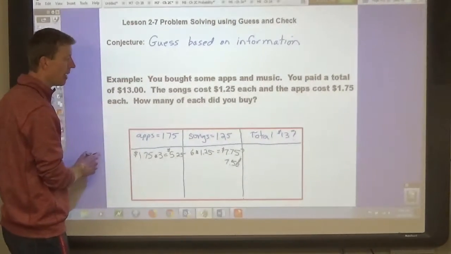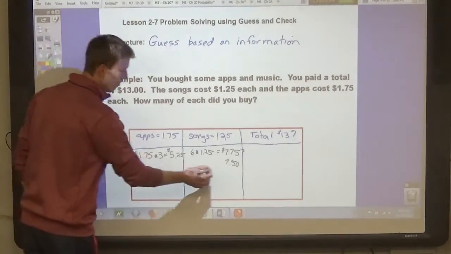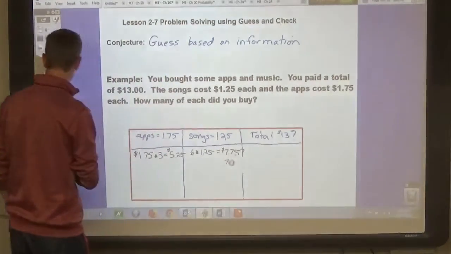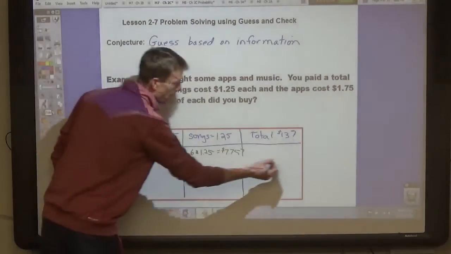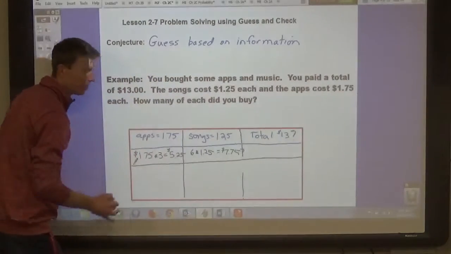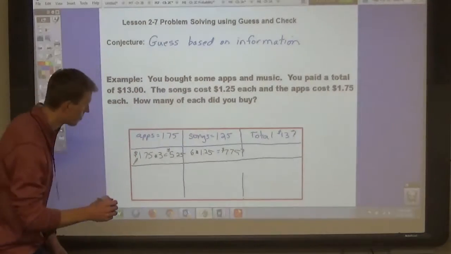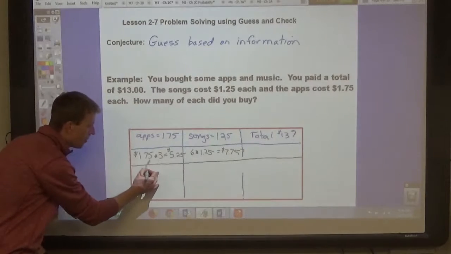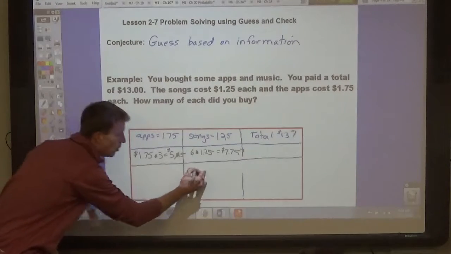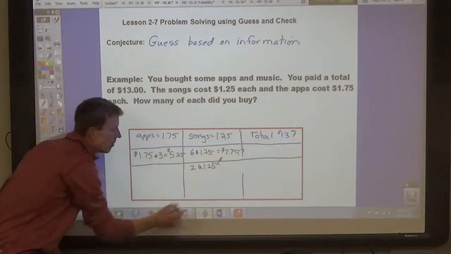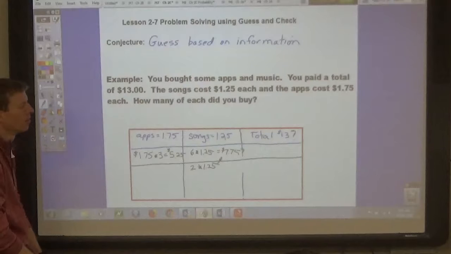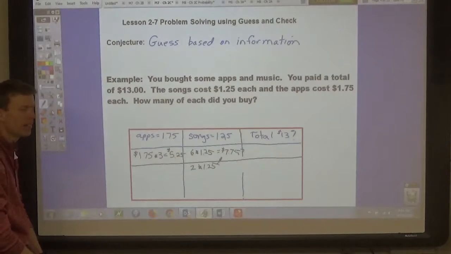We have to try another combination. So then, figure out another combination. Tyler? 3 apps and 2 songs. I know 3 apps would be 5.25. 2 songs, 2 times 1.25 would equal what? 2.50. Is that enough? Nope, that wouldn't work, would it?